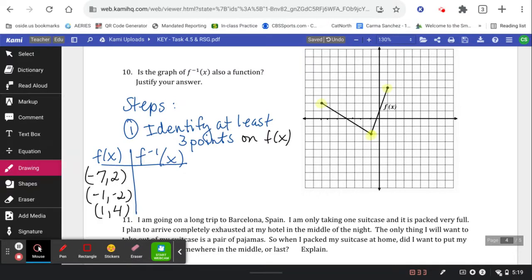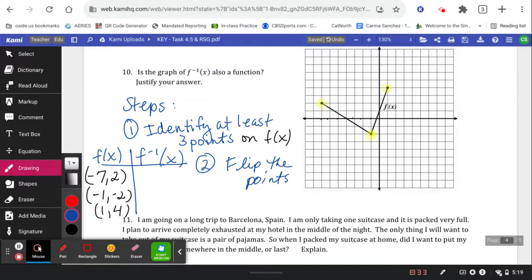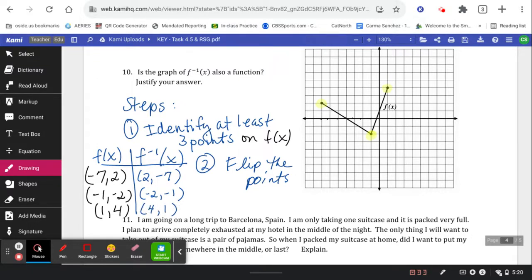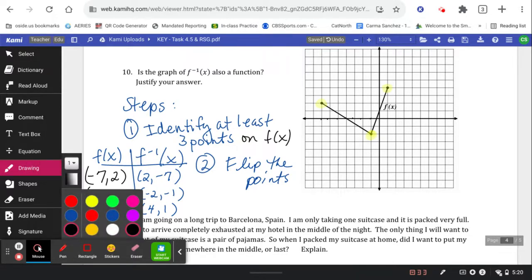Okay, done. Check. Step 2, flip the points. What do I mean? I mean your x becomes your y and your y becomes your x, and those are your new points. So negative 7, 2 becomes 2, negative 7. Negative 1, negative 2 becomes negative 2, negative 1. And 1, 4 becomes 4, 1. All right, not bad. Pick some points, flip some points. I got this.